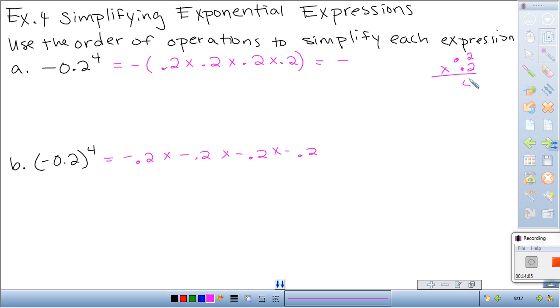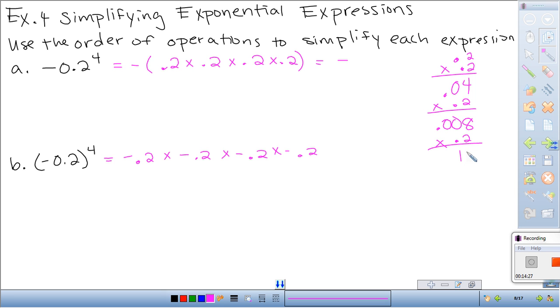2 times 2 is 4. But we have 2 places behind the decimal, so I have to add a 0 and a decimal. And then I multiply that times another 2/10. 2 times 4 is 8. And now we have 1, 2, 3 numbers behind the decimal. And then multiply again times 2/10.